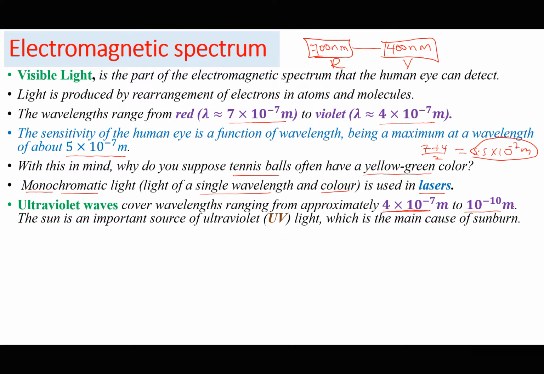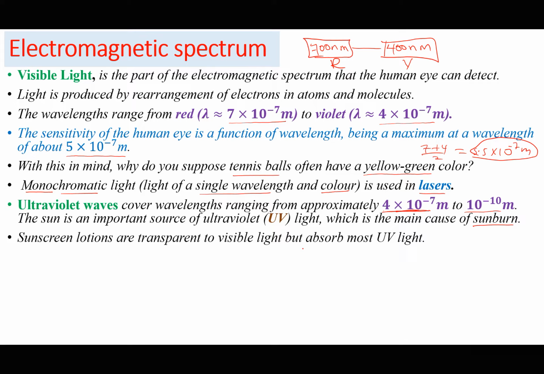Of course, the sun is an important source of the UV light, which is the main source of sunburns. That's why during summer, you're always applying sunscreen lotions because of the UV light. You're trying to filter out the UV light from reaching your skin. So sunscreen lotions are transparent to visible light, but they absorb the UV light. So this would prevent sunburns.